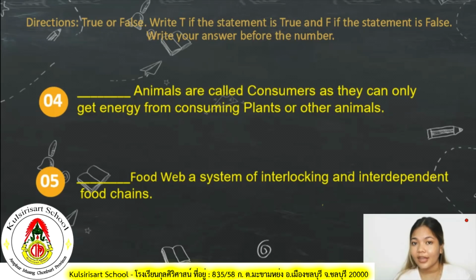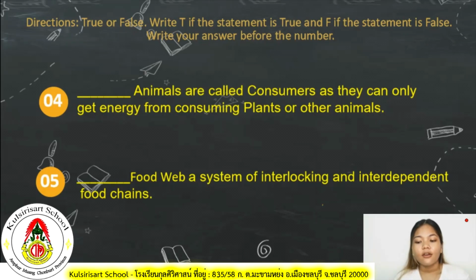And write your answer before the number. Now for number 4, blank animals are called consumers as they can only get energy from consuming plants or other animals. Is it true or is it false?